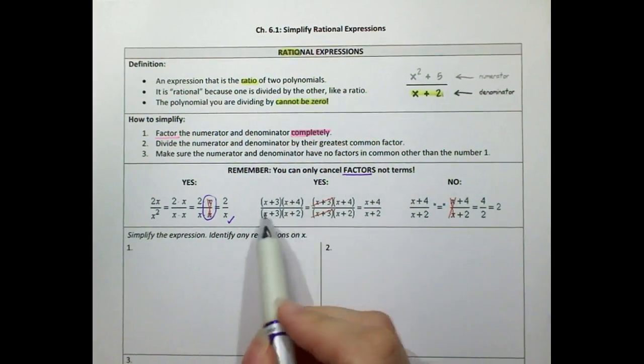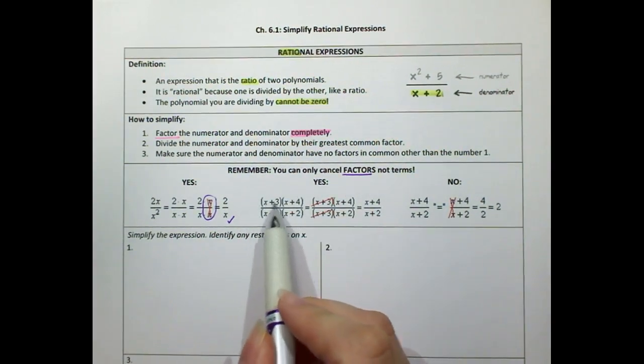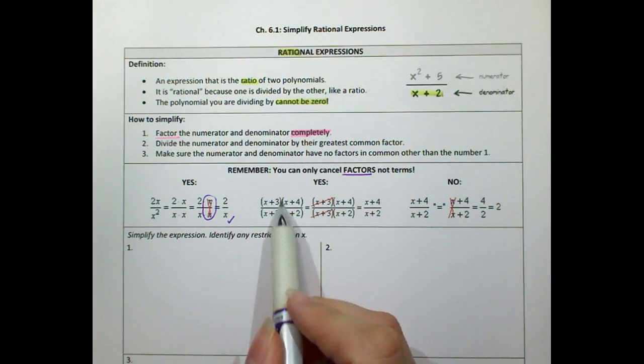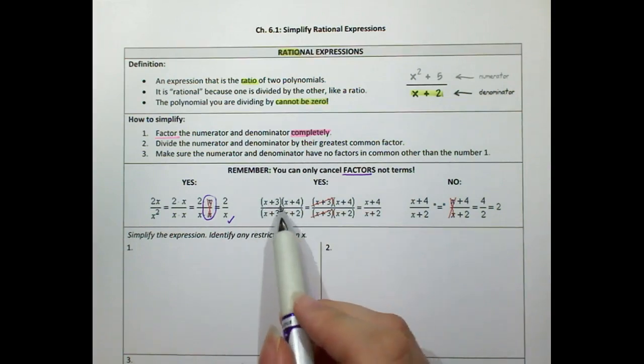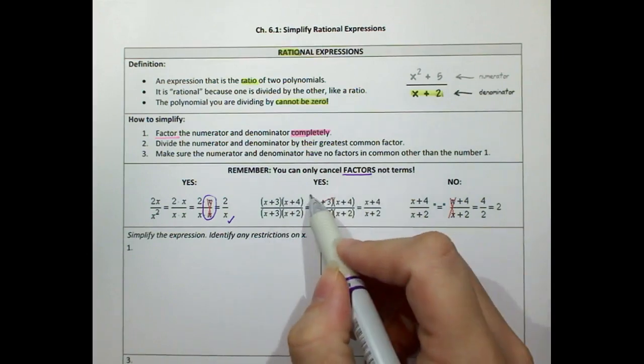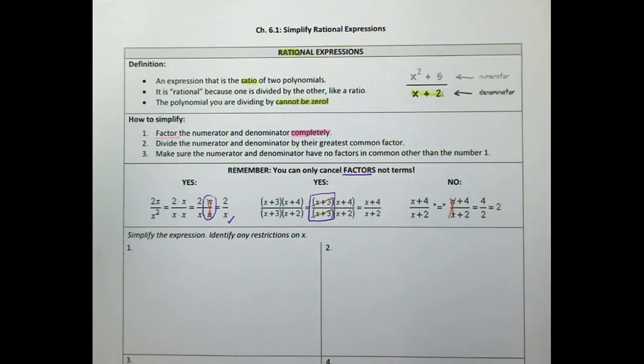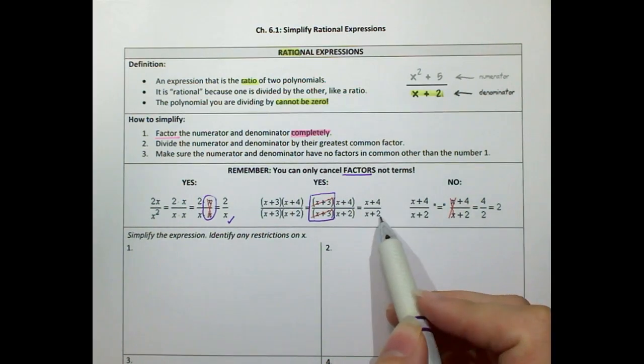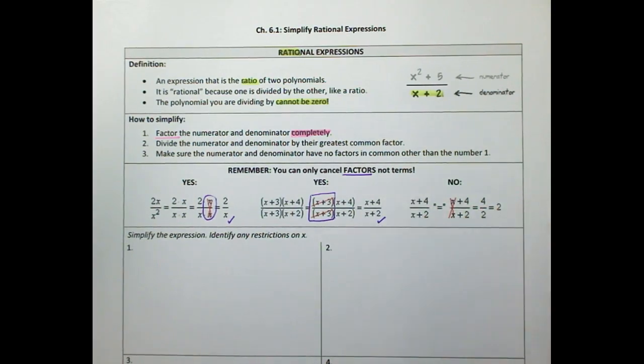Over here, we have x plus 3. Now, x and 3 are terms, but the entire parenthesis is a factor. X plus 4 is a factor, even though individually those are terms. So this x plus 3 here and this x plus 3 here, we're able to cancel because they are like factors, and we are left with x plus 4 over x plus 2. They have canceled those out.